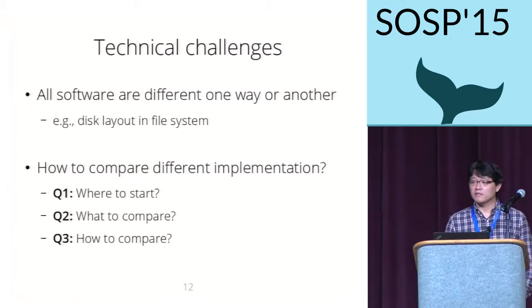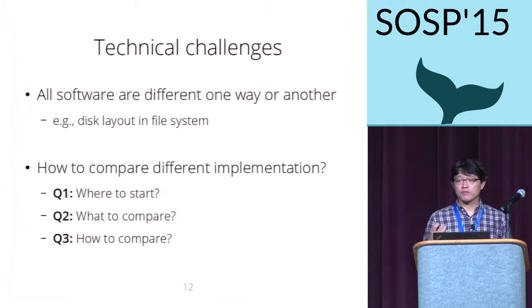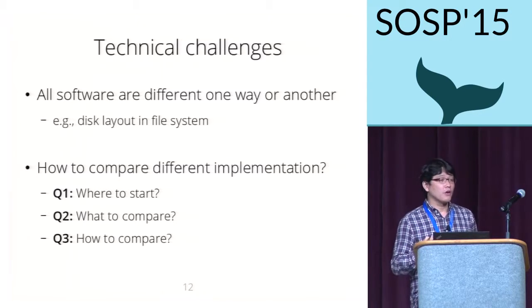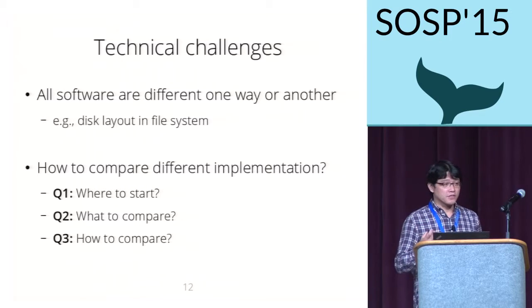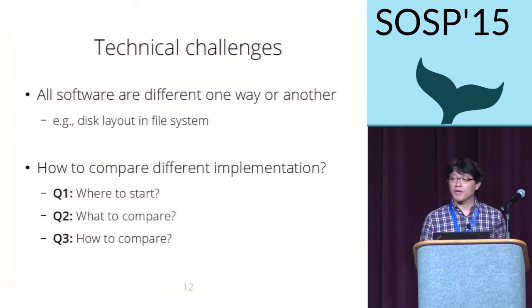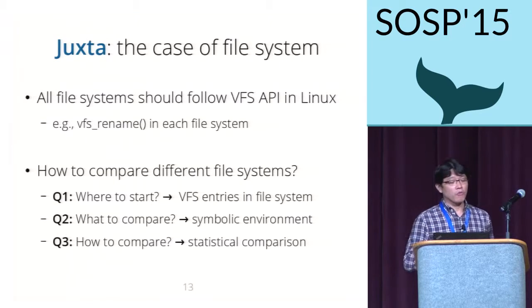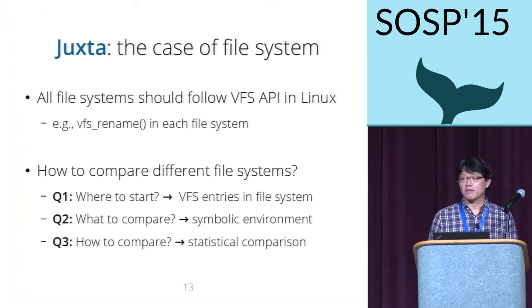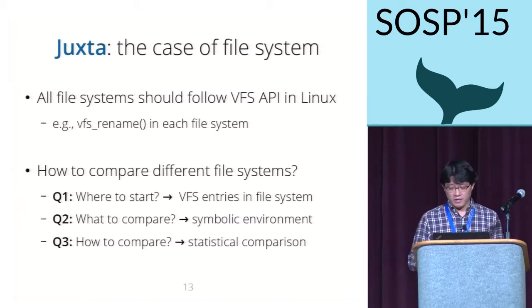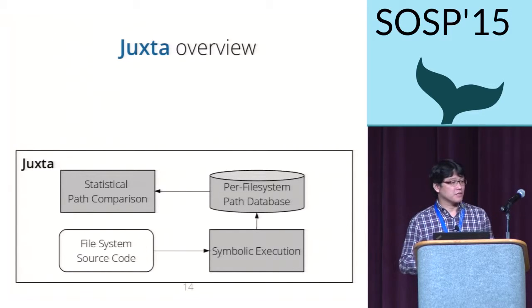In order to tackle this technical challenge, we should answer 3 questions. The first question is where to start to compare. The second question is what to compare, and the final question is how to compare. In this work, we design and implement such a system named Juxta, which compares multiple file systems to find potential bugs. This is the architecture of Juxta.